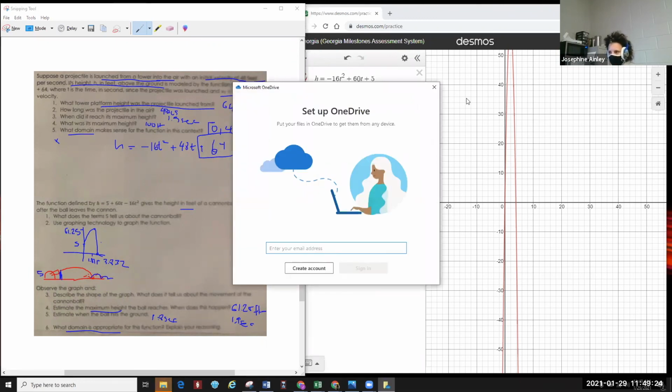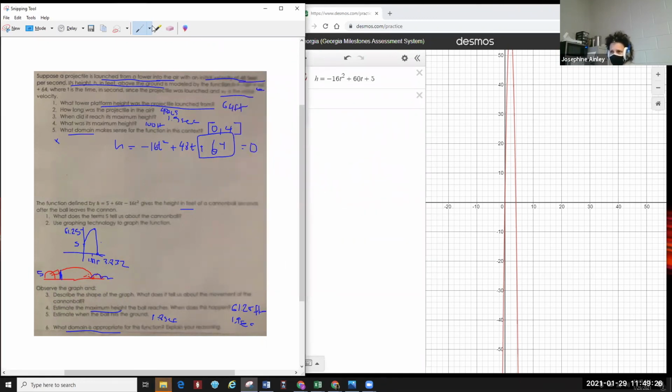So I can see right here that from 0 to this point here, 3.832, there is a graph. Because if you look up here, there's a graph. So your answer would really be from 0 to 3.832, which we're rounding to 3.9.